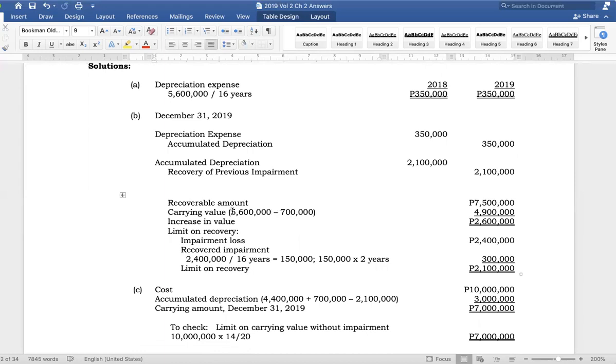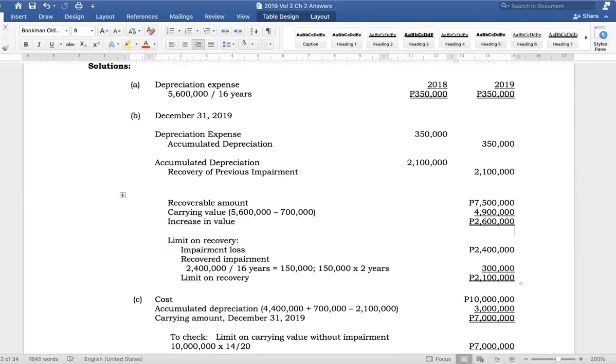So, your recoverable amount is this carrying value of 5,600,000. Saan galing to? This is the carrying value as given in the problem that is at December 31, 2017. But we recorded twice the revised annual depreciation, once in 2018 and another in 2019. So 350 plus 350, that's 700,000. Therefore, your carrying value is 4,900,000, but the recoverable amount of the asset is 7,500,000. Therefore, the increase in the value of the asset is 2,600,000.